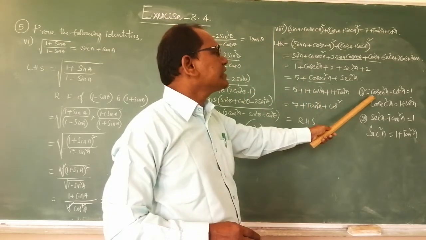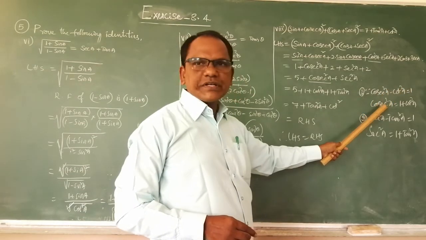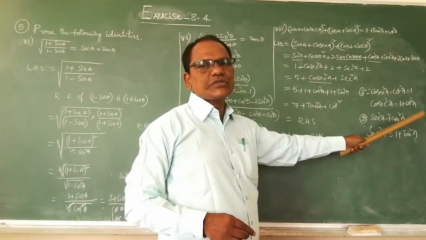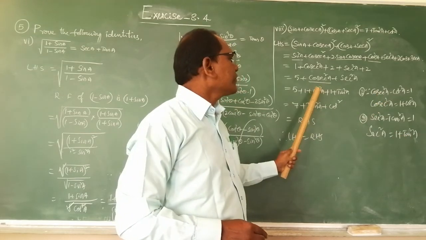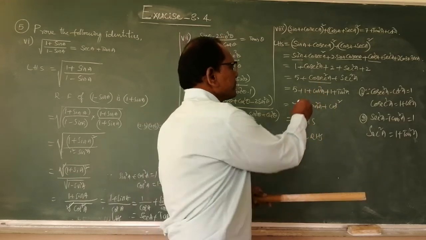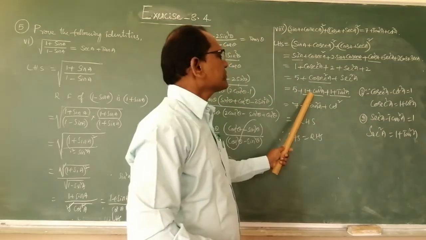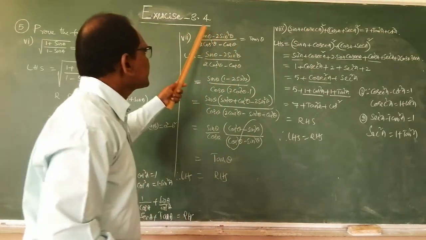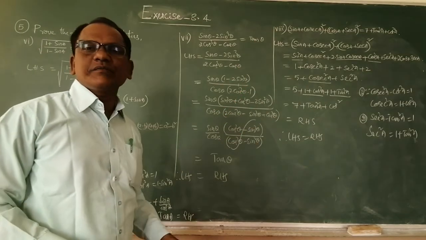So these are from the identities. The third identity: cosecant square A minus cot square A equals 1, cosecant square A equals 1 plus cot square A. Secant square A minus tan square A equals 1, secant square A equals 1 plus tan square A. So 5 plus 1, 6, 6 plus 1, 7, 7 plus tan square A plus cot square A. This is equal to RHS. This is the 7th one, this is the 6th one. 6th, 7th, 8th from the 5th.